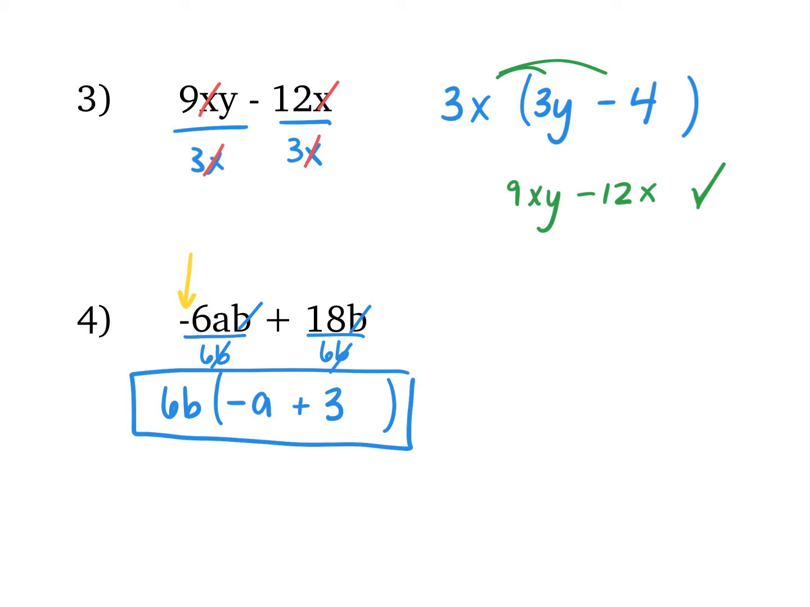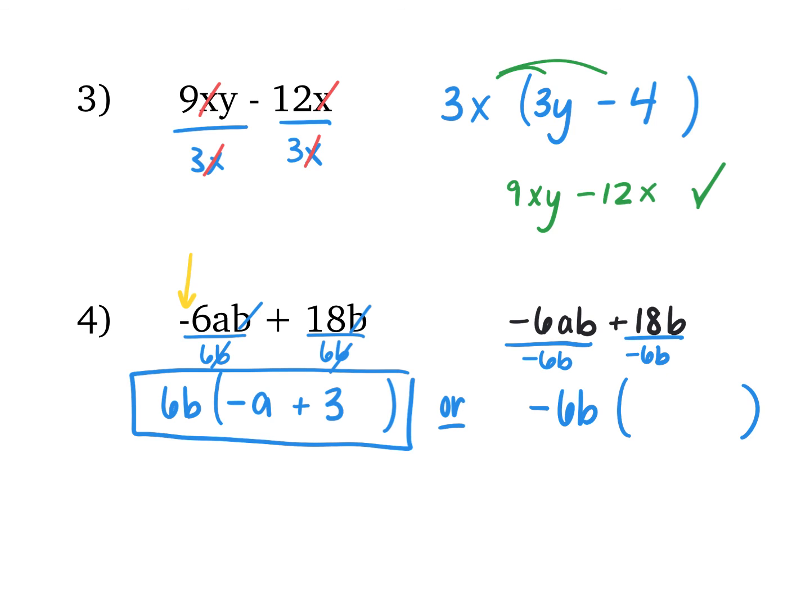Your other option, and you'd only really consider doing this when you have a negative out in front, is to instead take out a negative common factor. So let's see what this would look like if I factored out a negative 6b instead. I'm going to rewrite my original expression just to have it close to look at. If I were to divide by a negative 6b, my negatives would cancel out in front, as well as the b's, so that would leave me with a positive a on the inside. And then a positive 18 divided by a negative 6, again with my b's canceling, would leave me with a minus 3.